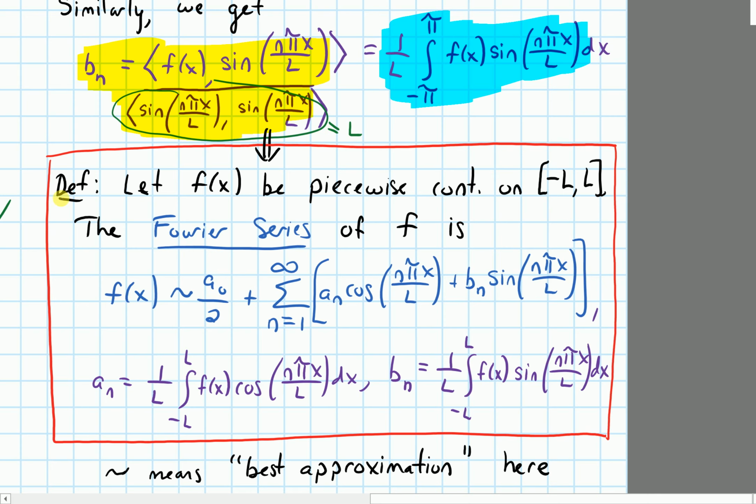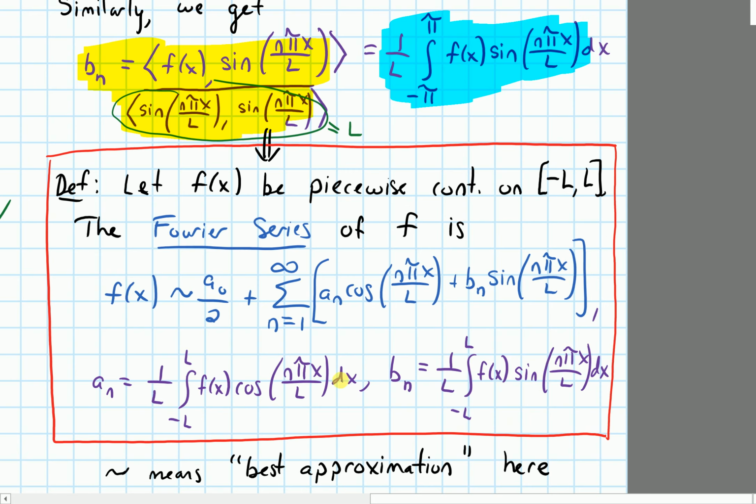So at this point, we already defined what a Fourier series is. If f of x is a piecewise continuous function on the interval from negative L to positive L, we say that the Fourier series of the function f is this thing right here. So we write f of x, this squiggly line, we usually say is approximately equal to. When I write this squiggly line, I mean that this is the best approximation that we have to f of x using terms that look like this. It's the formula that we saw before, where a sub n and b sub n, those coefficients, are given by these integral formulas that we just derived.